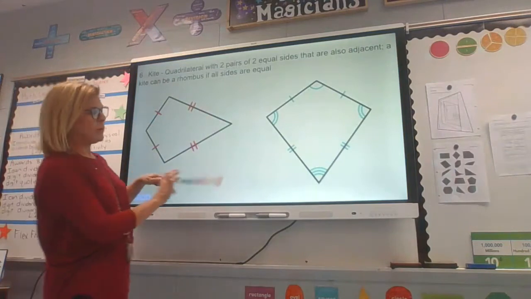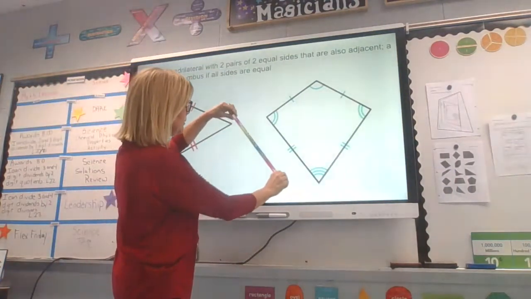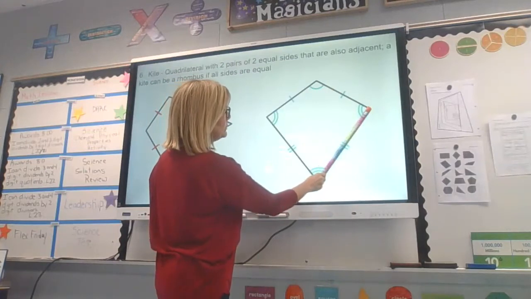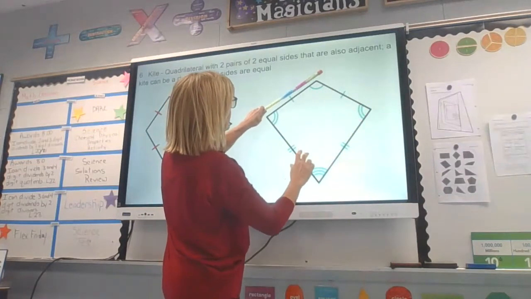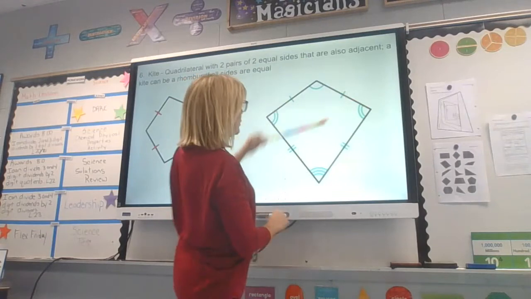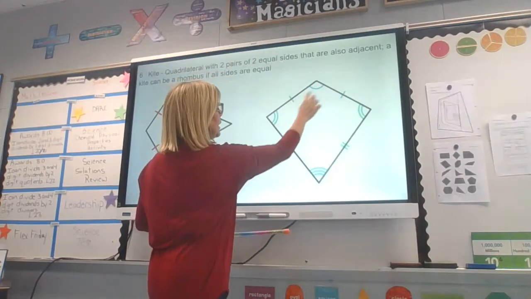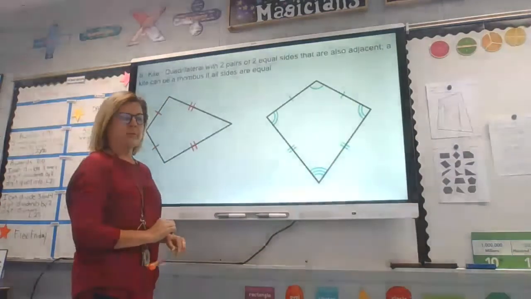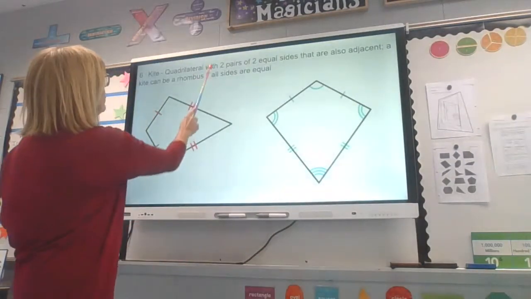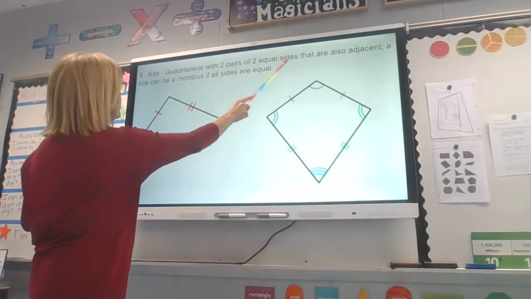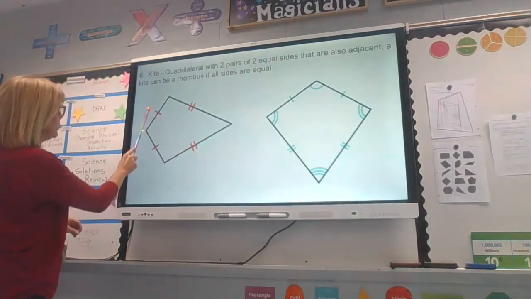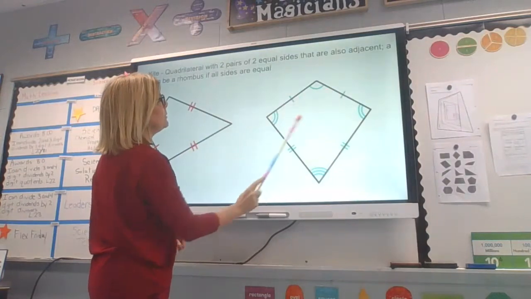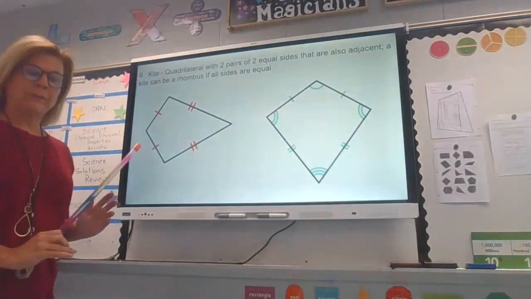I can't touch the TV. It takes us different places. Equal, equal. Our top, equal. You can tell, and our lines show that those are equal lines. So we have two pairs of equal sides, 1, 2, 1, 2, that are also adjacent.